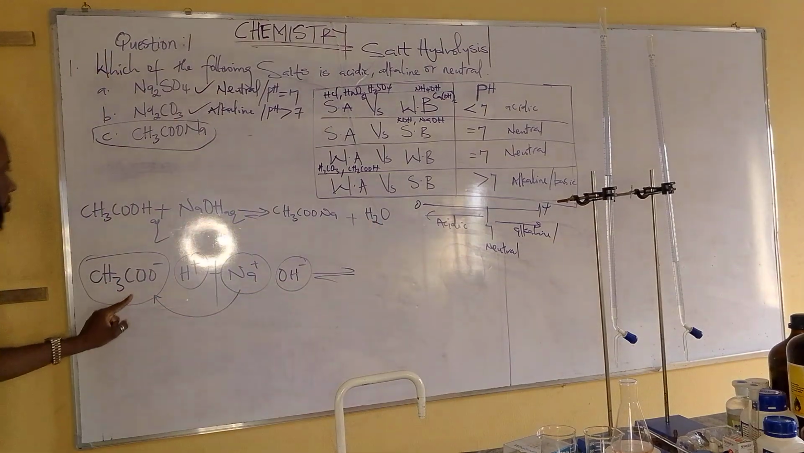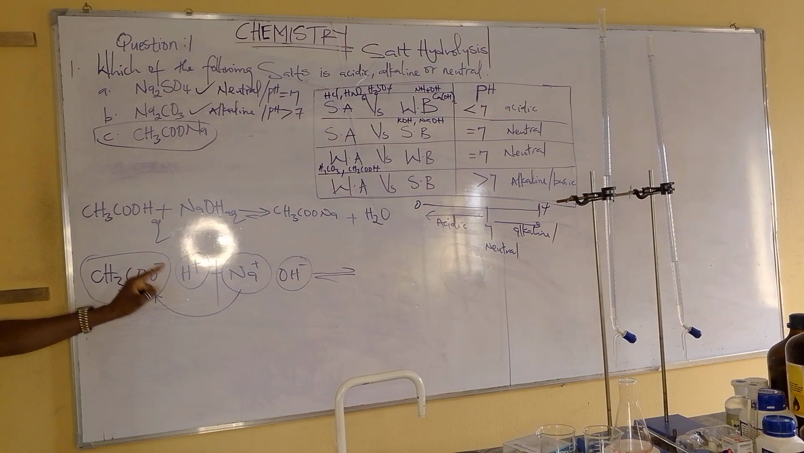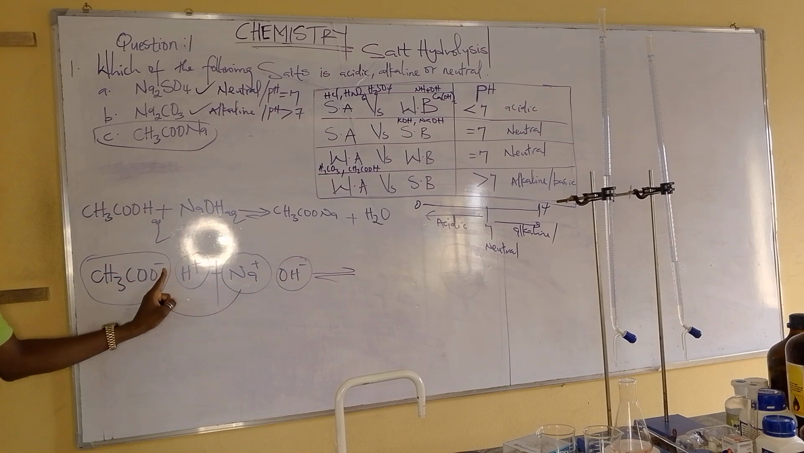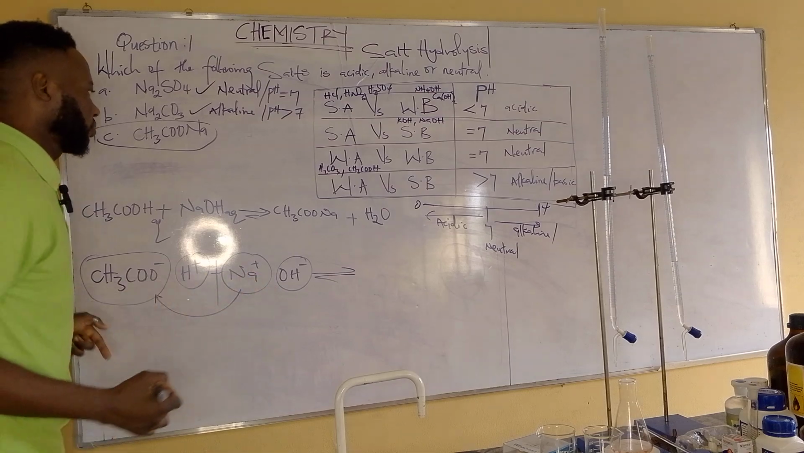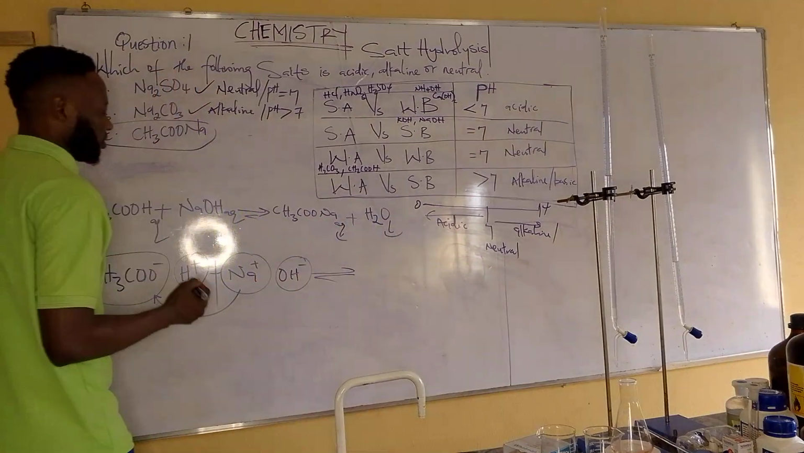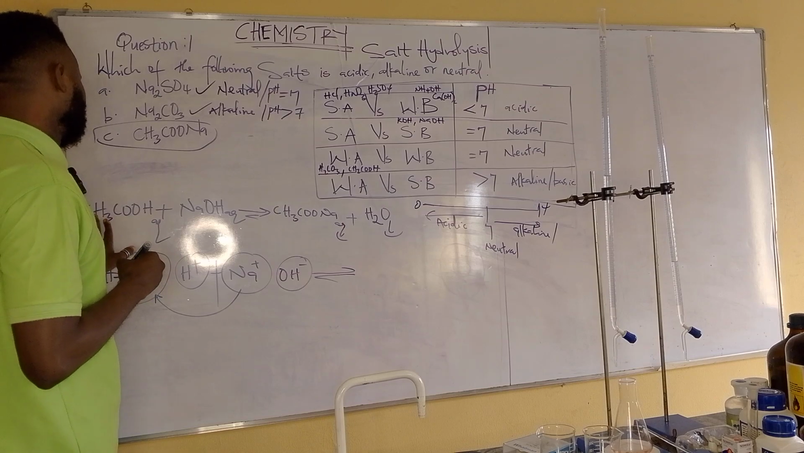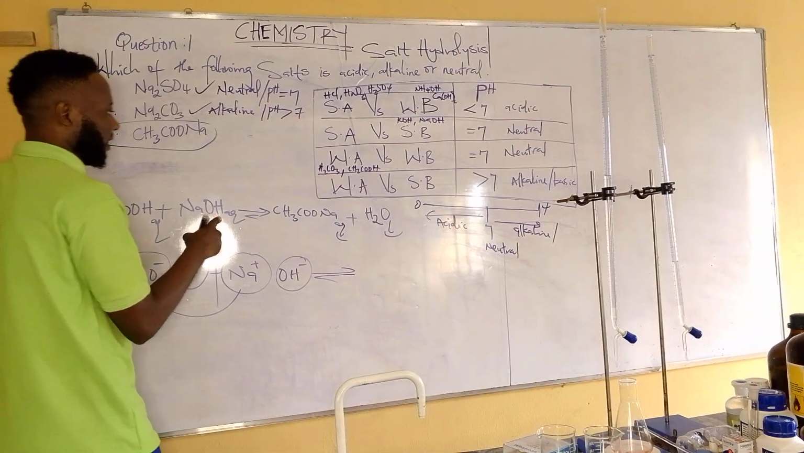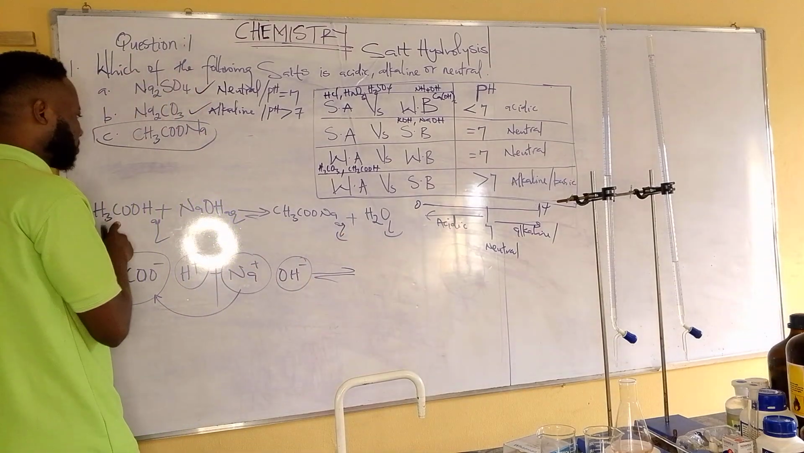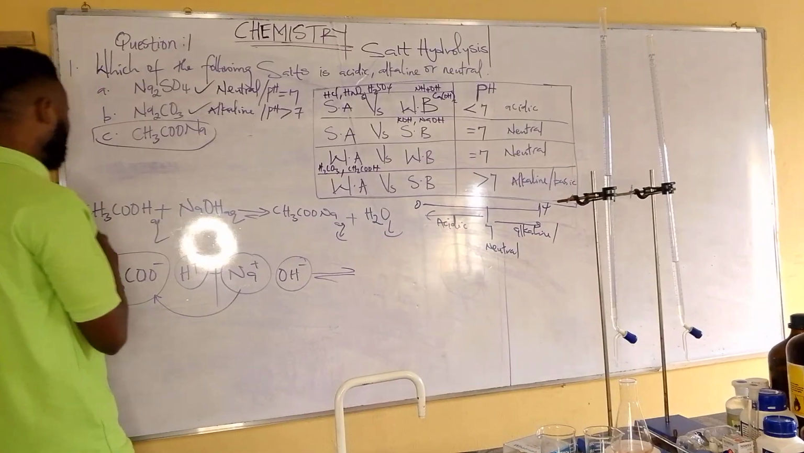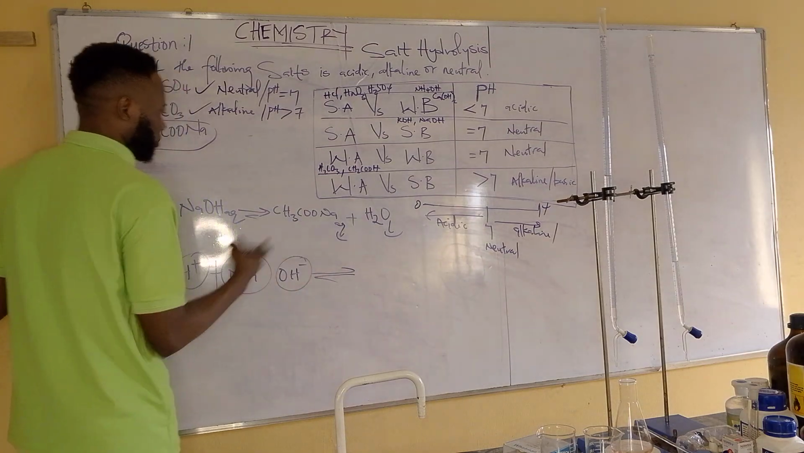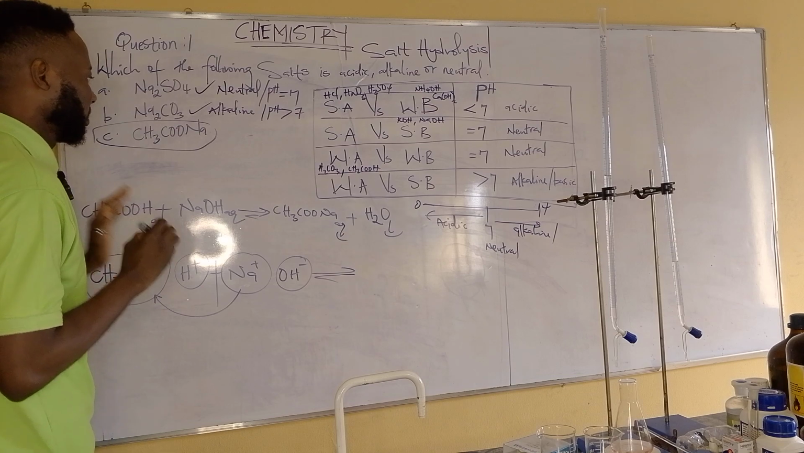I just broke this one down into its ions. CH3COO minus, H plus, Na plus, OH minus. So it will give you water. So my aqueous, liquid. Is the equation balanced? Let's just check. Hydrogen is 4, 5. Carbon is 1, 2. Oxygen is 1, 2, 3. Sodium is 1, sodium is 1. The equation is balanced.